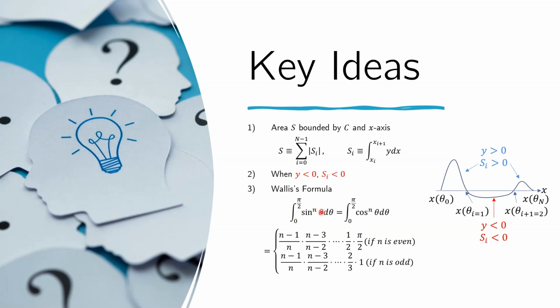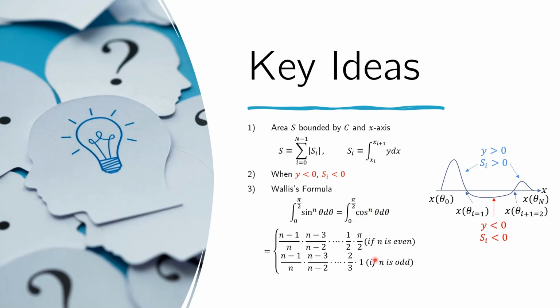So if n is even, then all you need to do is attach a pi over 2 here at the end, and then you start by putting n in the denominator, then subtract 1, put it in the numerator, subtract another 1, put it in the denominator, subtract another 1, put it in the numerator, and do this all the way to 1/2. And this product is the definite integral that we're looking for.